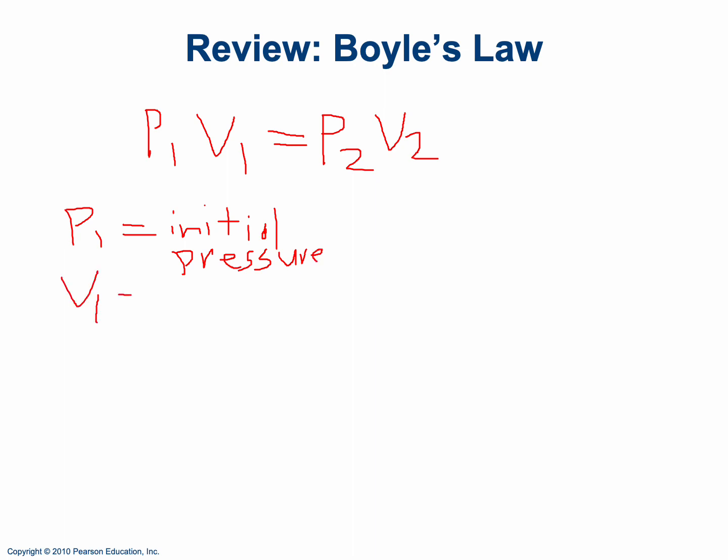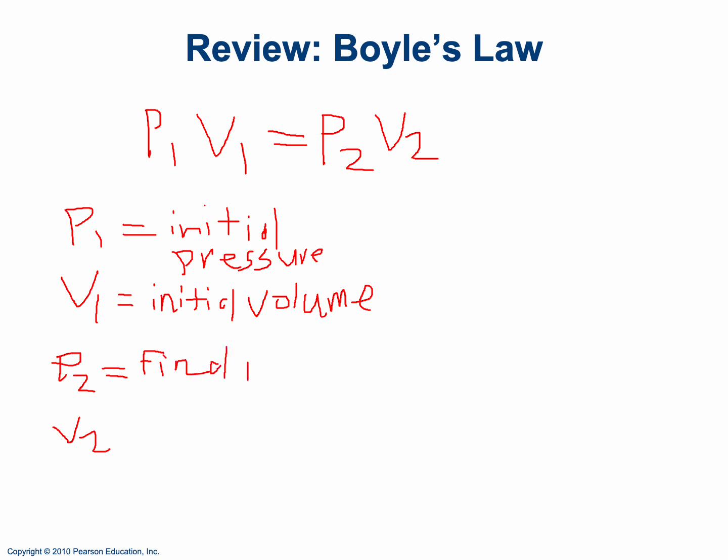The V1 is equal to the initial volume. And then P2 and V2. So P2 ultimately is referring to the final pressure. And then V2 ultimately is referring to the final volume.